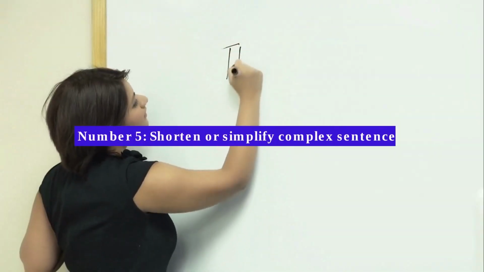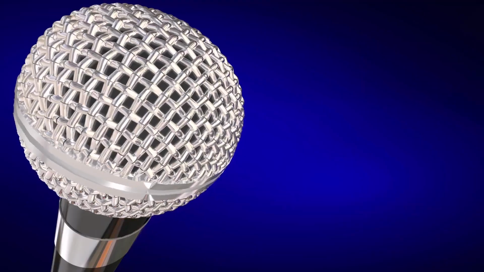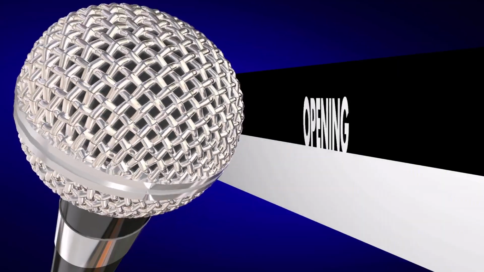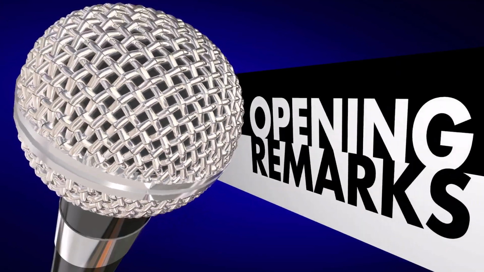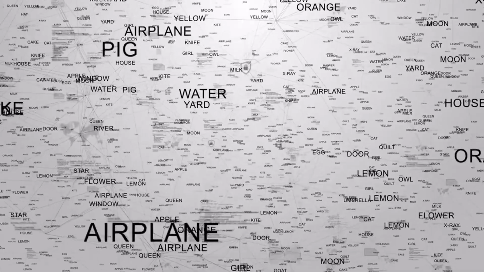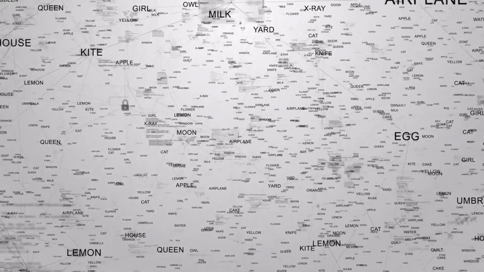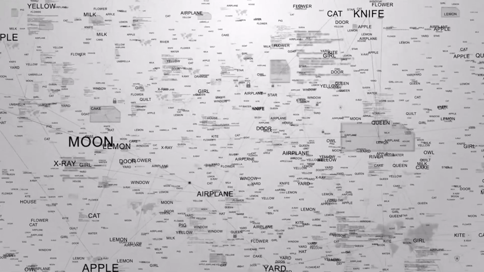Number 5, shorten or simplify complex sentences. Written articles can get away with long, complicated sentences, but those are hard to follow when spoken. Identify any sentences that feel too long and either split them into 2 or reword them to be easier to say out loud.